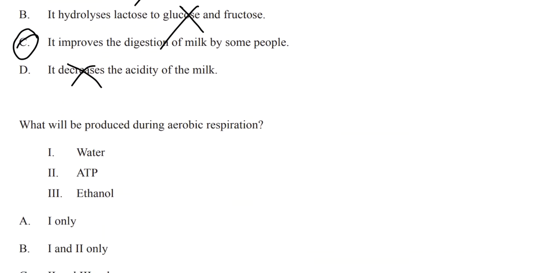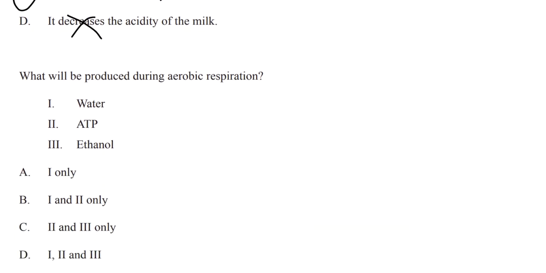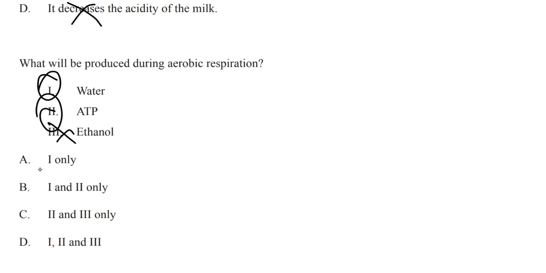What will be produced during aerobic cell respiration? We know water is produced, ATP is produced, ethanol is produced from anaerobic. So 1 and 2 are the correct answers.